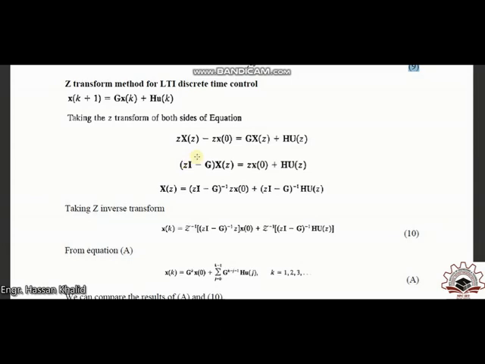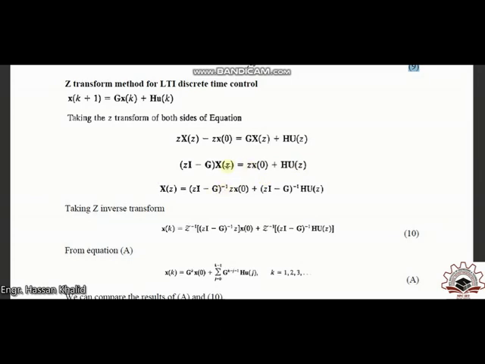because we have to form our impulse transfer function. That means we will be just moving the x of z components to the left side and the input u of z to the right side. So while doing this, we obtain zI, that is the identity matrix, minus G matrix, into x of z equal to z x of 0, the initial condition, plus H u of z.